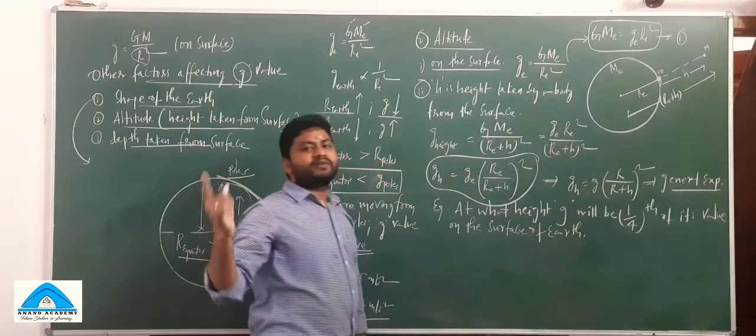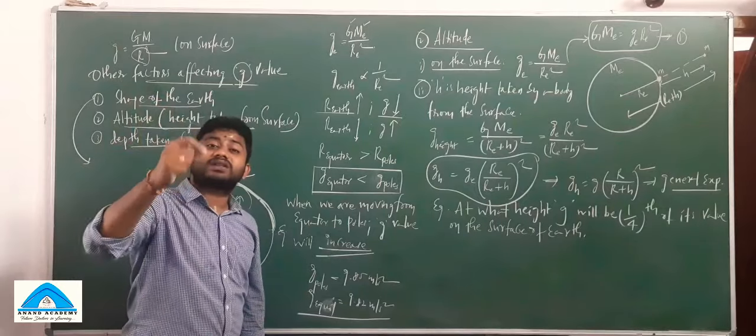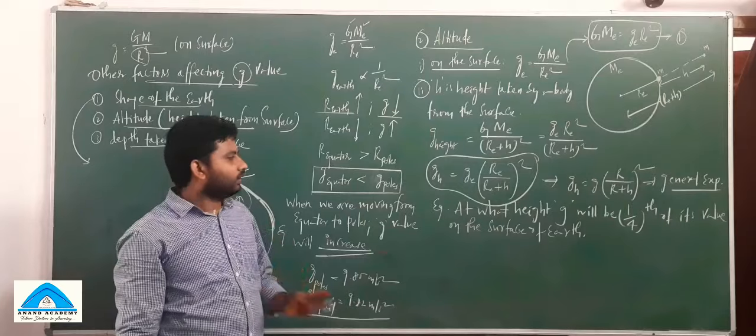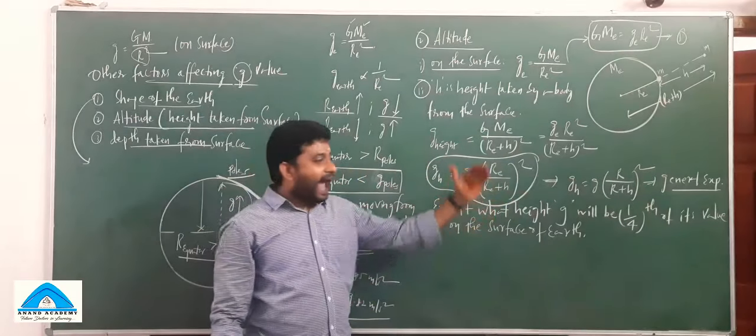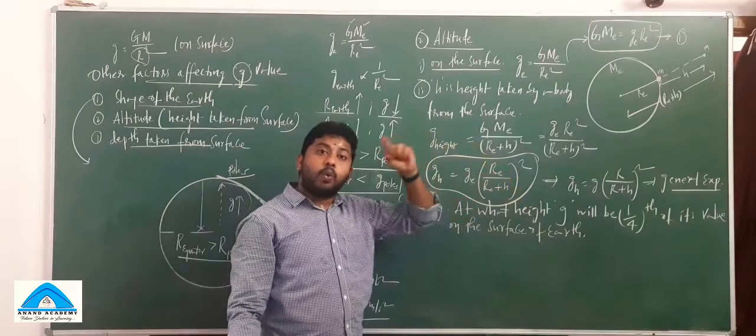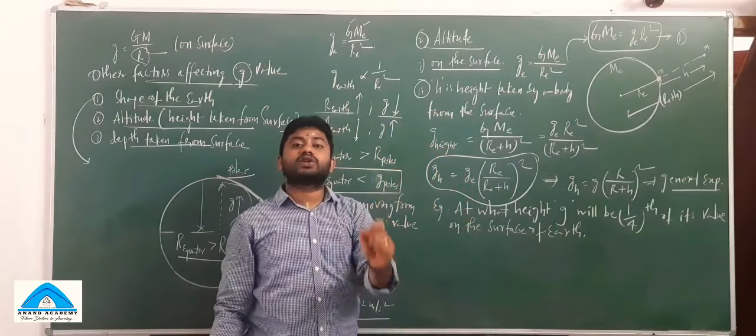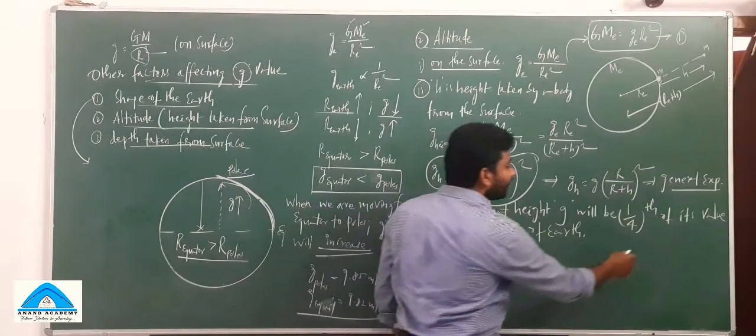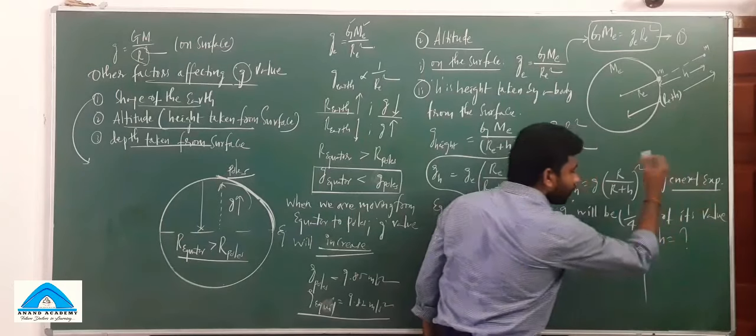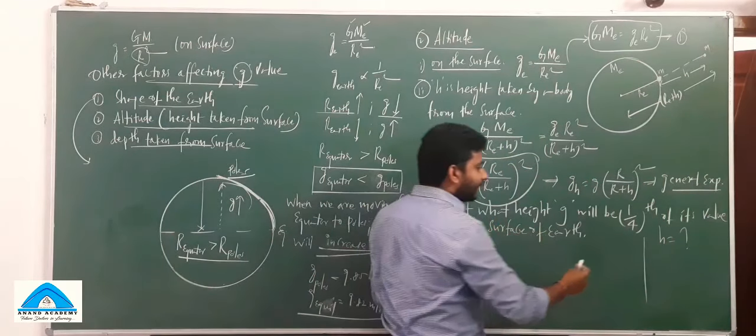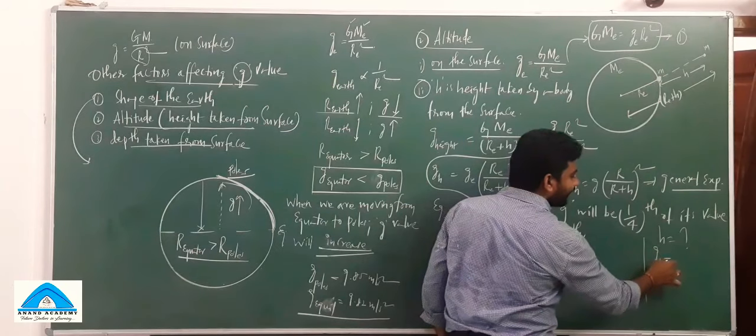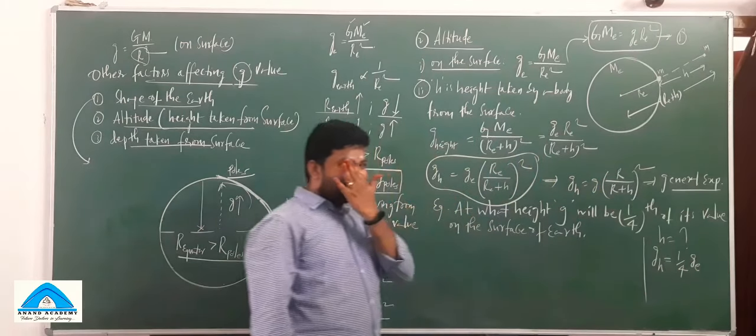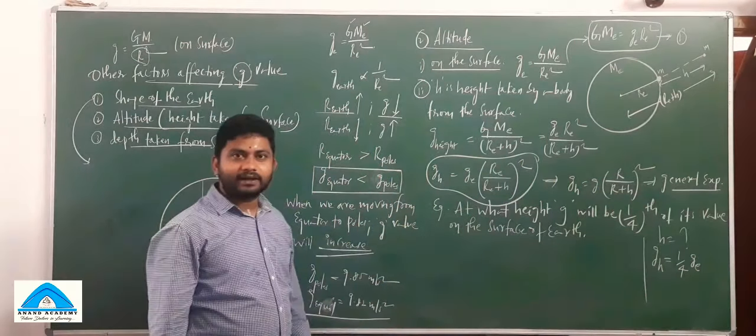You can check your previous NEET exam question papers. I'm sure that in one of the years this question was there. So simple. At what height will the acceleration due to gravity be 1/4 of the acceleration due to gravity on the surface of the earth? What's the question? At what height? So we need to find the height. What is the given data? Acceleration due to gravity at this height is 1/4 times of acceleration due to gravity on the Earth's surface. You got the point? Clear?